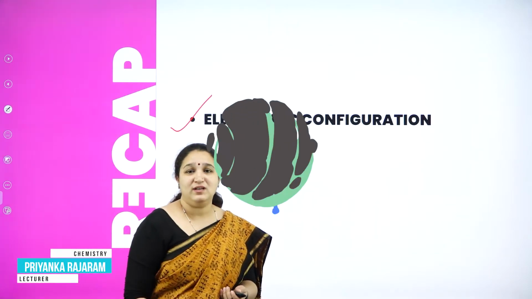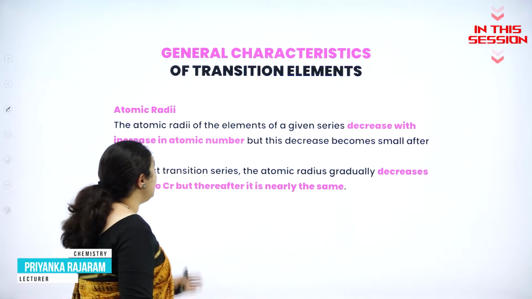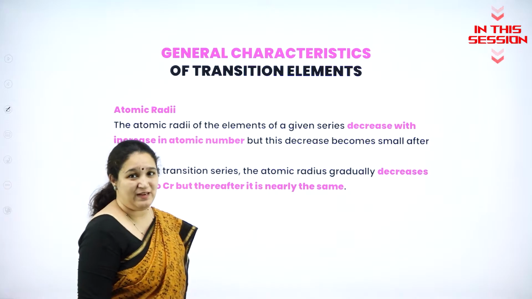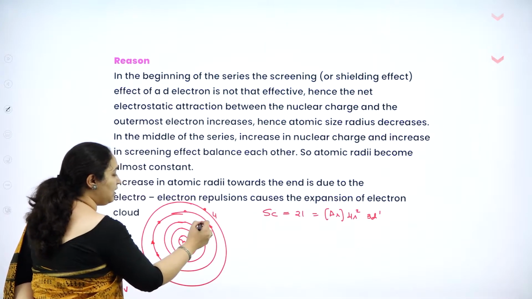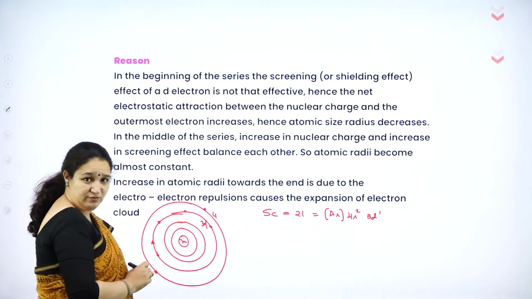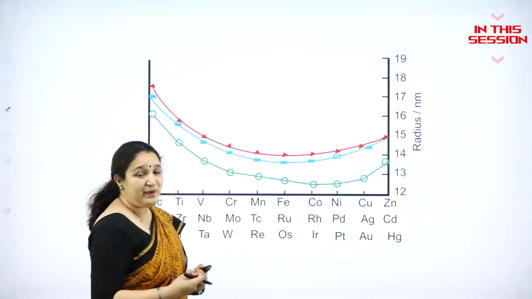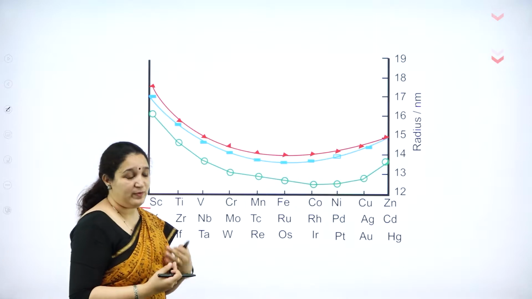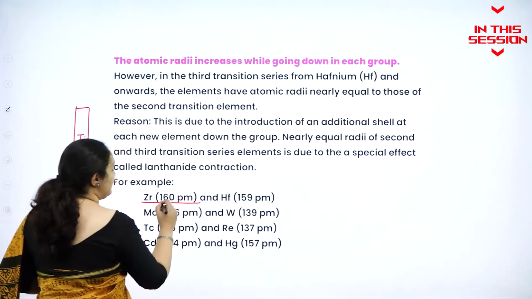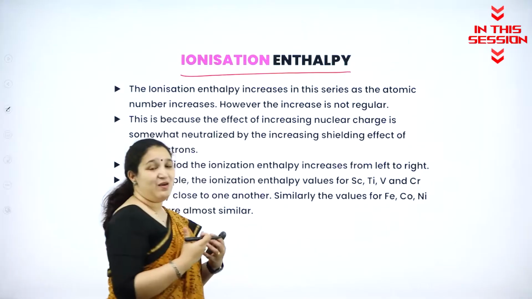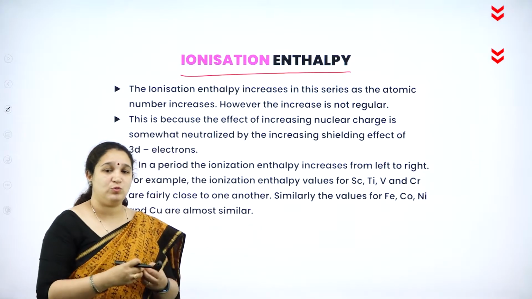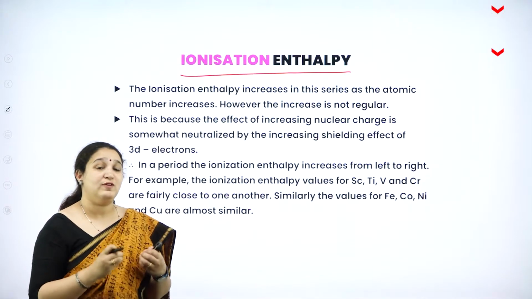Today we shall learn about the general characteristics of transition elements. So there are 2 electrons in the 4th shell and now the 3rd shell d orbital is getting filled up. This is the atomic radius or the trend in the atomic radius along the period. 160 picometer, hafnium 159 picometer. The amount of energy required to remove the outermost electron from an orbital.